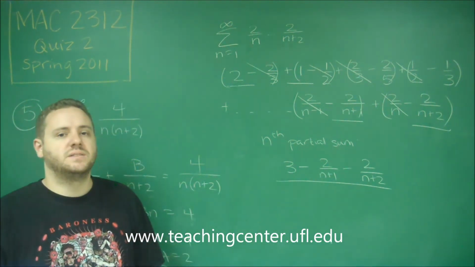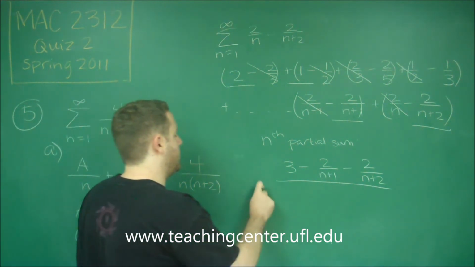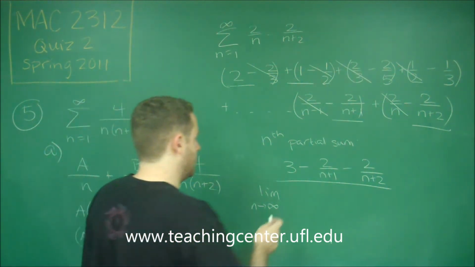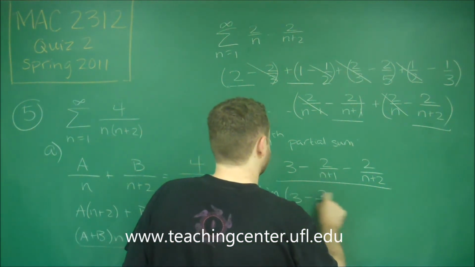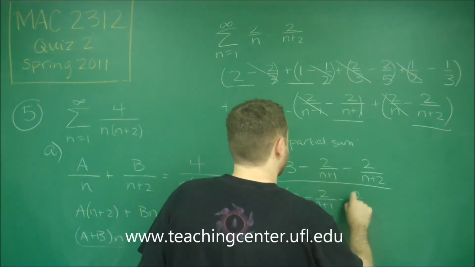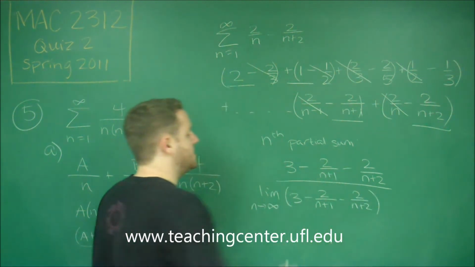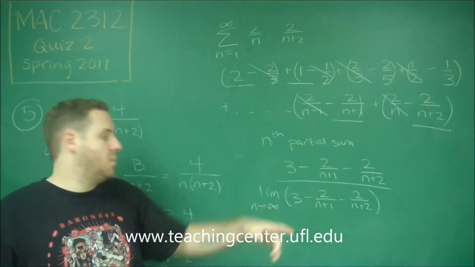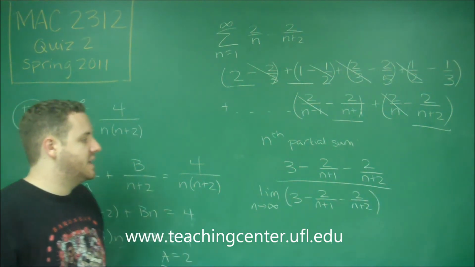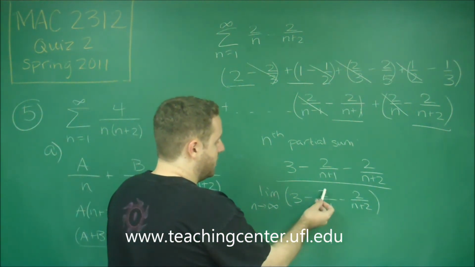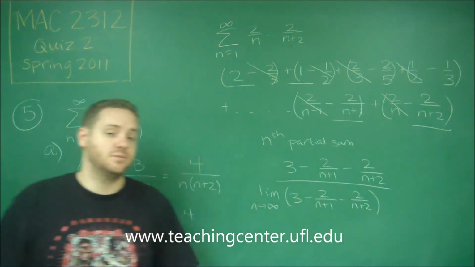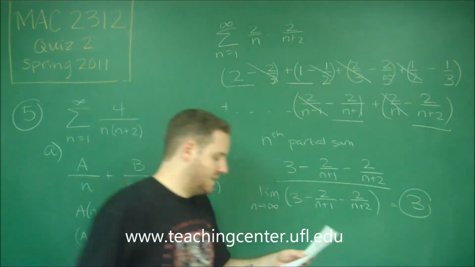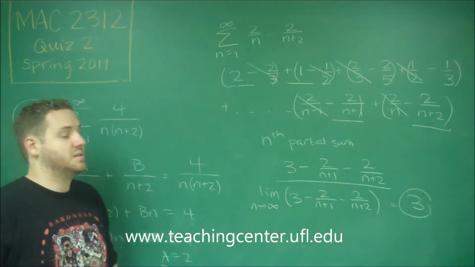So the last thing is to find the sum of the series. Well, the sum of the series is the limit as n goes to infinity of the nth partial sum, 3 minus 2 over n plus 1 minus 2 over n plus 2. If this is the sum for any particular n, if we want the sum of the whole series, we want n to be infinity. In this case, that's pretty simple because we have 2 over infinity, 2 over infinity. Those things are just going to be 0. So we get that the sum of this series is just the number 3.